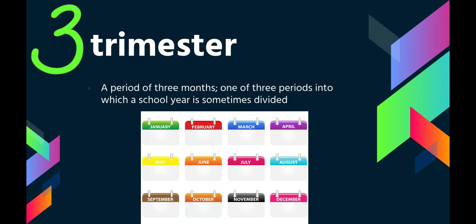Trimester. This is a period of 3 months or one of 3 periods into which a school year is sometimes divided. So our school is divided into marking periods, and we have 4 marking periods. Some schools are divided into 3 groups of time, and it's called trimesters. Instead of 4 marking periods, you would have 3 trimesters.